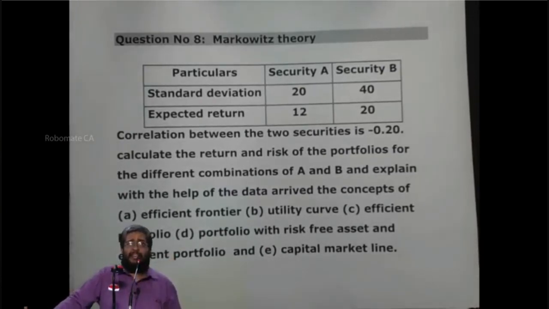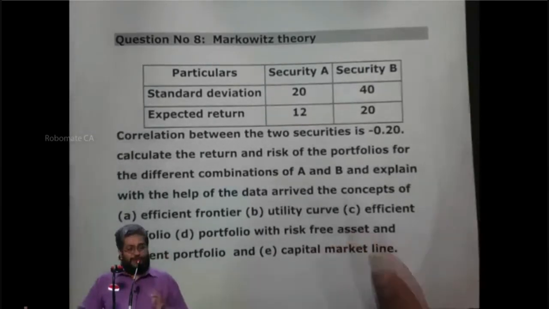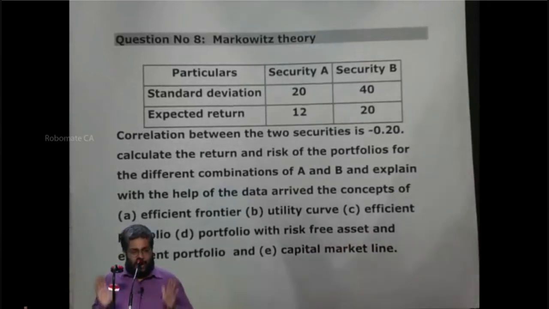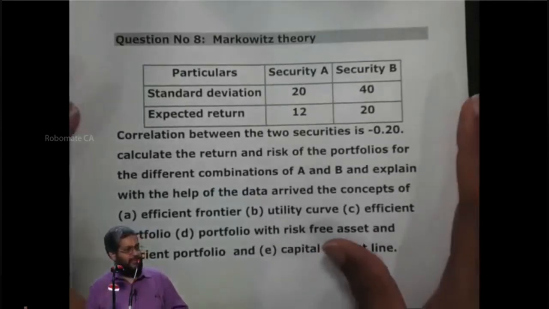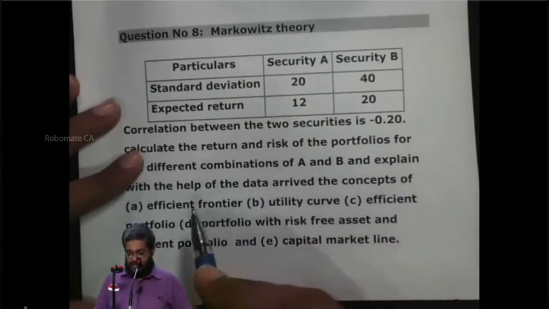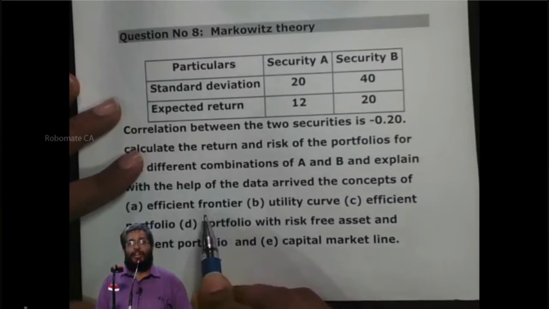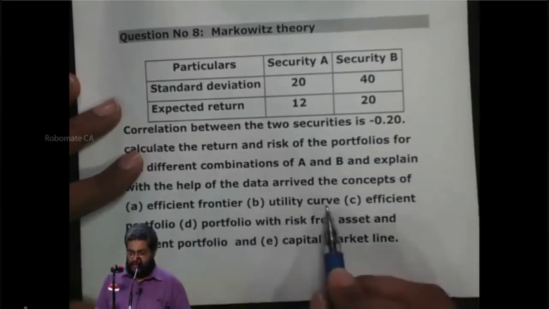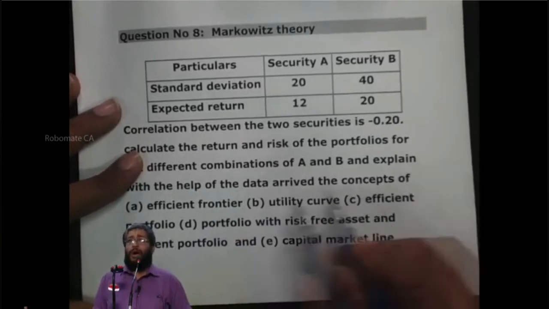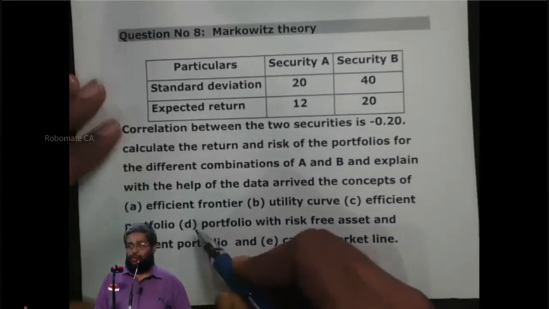We will discuss this with the help of a problem, question number 8. At the end of this question number 8, we should be able to know the following things. What is it that we are going to learn? We should have learned what an efficiency frontier, or an efficient frontier, is. Number 2, what is a utility curve? What is an efficient portfolio?